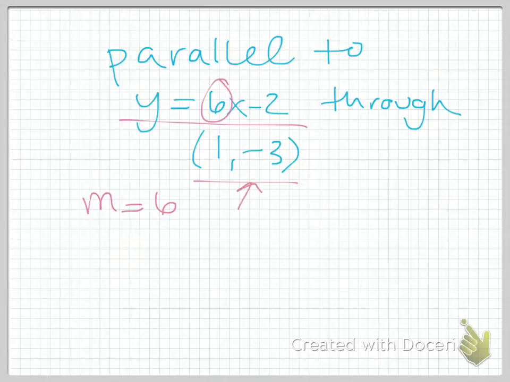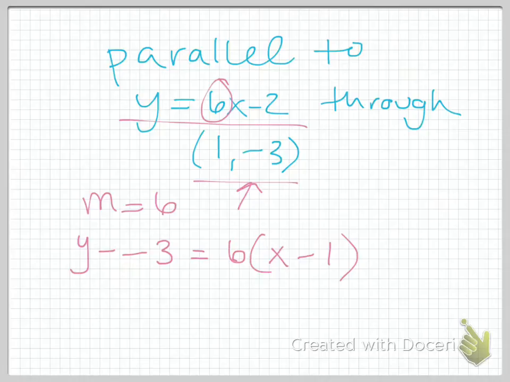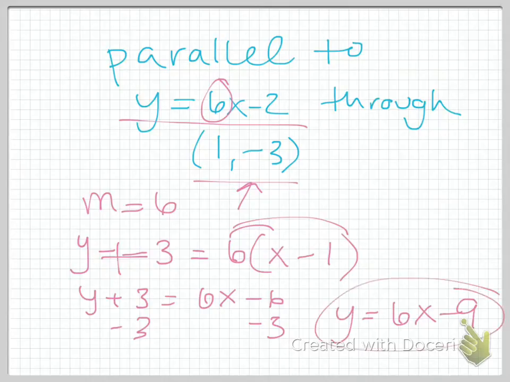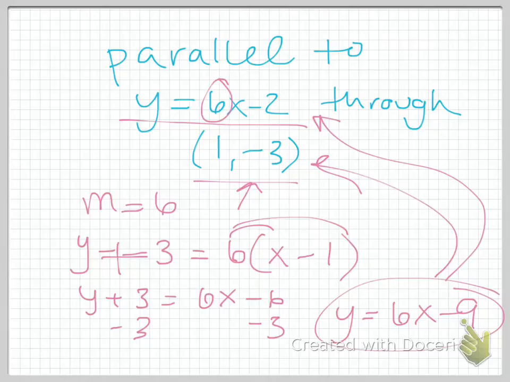It needs to run through this point, so I'm going to plug it into point slope because I have a slope and I have a point that it needs to run through. So I'm going to do y minus my y1, my new slope, and x minus my x1, but we're going to get it into a place that we can solve it. So my two negatives make a positive. We're going to distribute this 6. So I get 6x minus 6, subtract 3. So I got y equals 6x minus 9. So that equation of the line would run through that point, but also be parallel to that equation because they have the same slope.